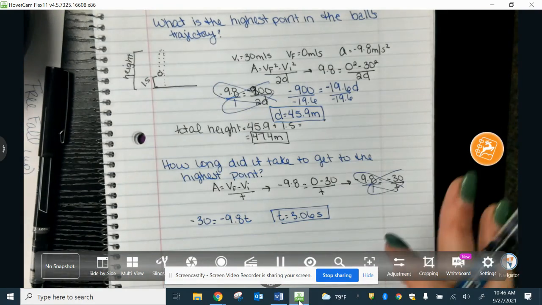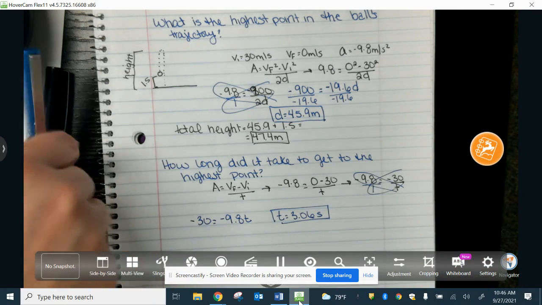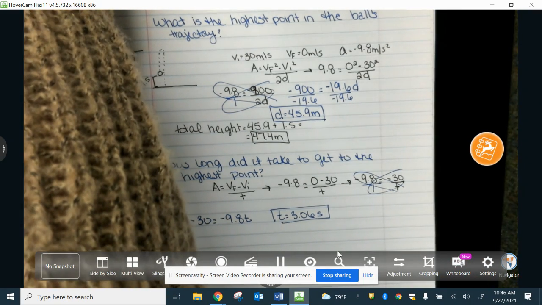Any questions over this? It's pretty simple, right? The important part is to actually break them apart.